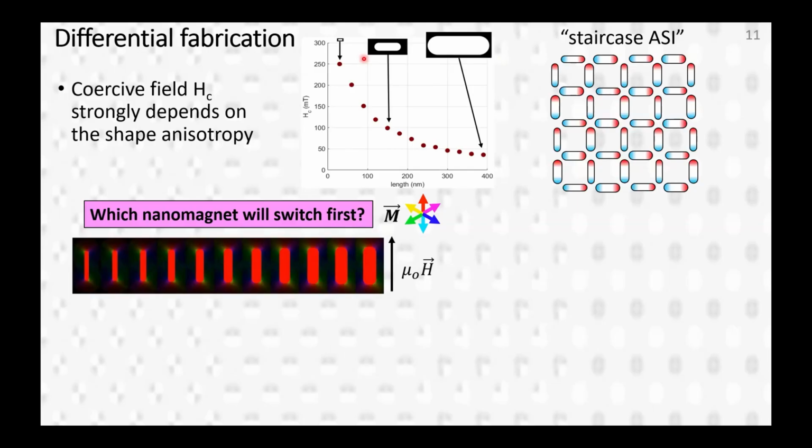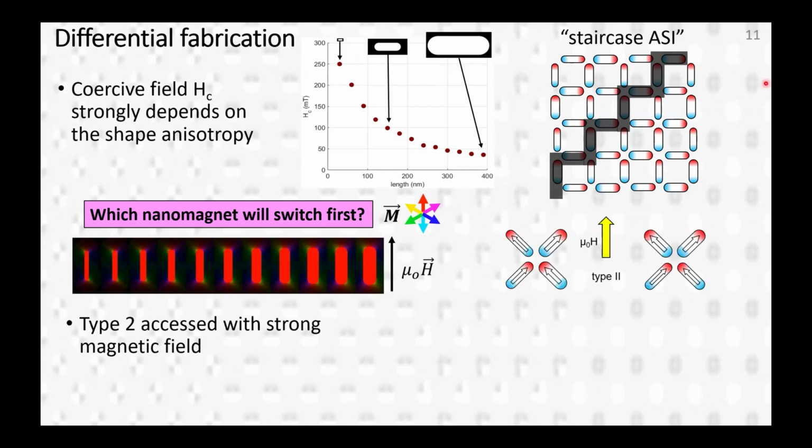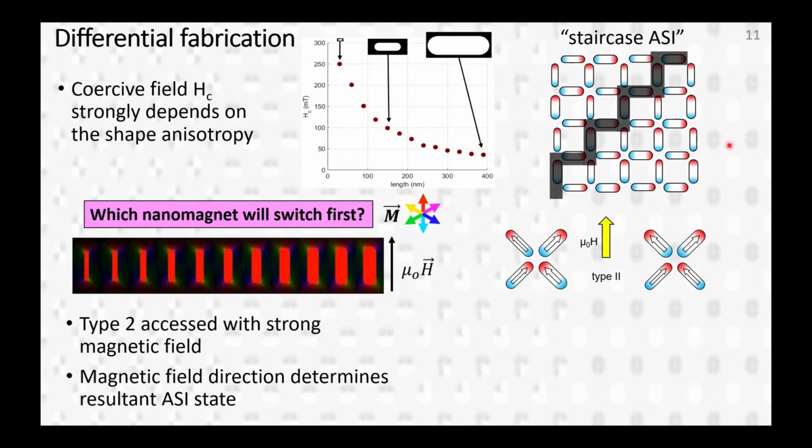We can create this staircase ASI where, along one of these diagonals, well, actually every other diagonal, we have this staircase. And what that allows us to do is to access all the states. So if we apply a large magnetic field in this direction, we reach this type 2 saturated state. And then depending on the magnetic field direction, we can determine the resultant ASI state after we apply the magnetic field.